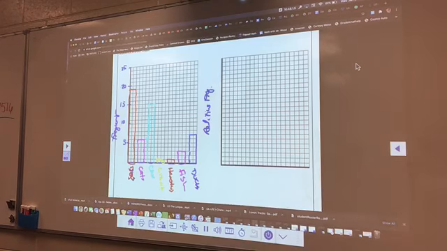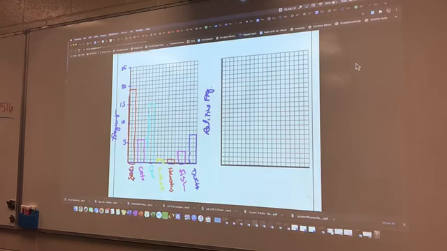All right, you also have the relative frequency. You already have those numbers, right? The list that you made.